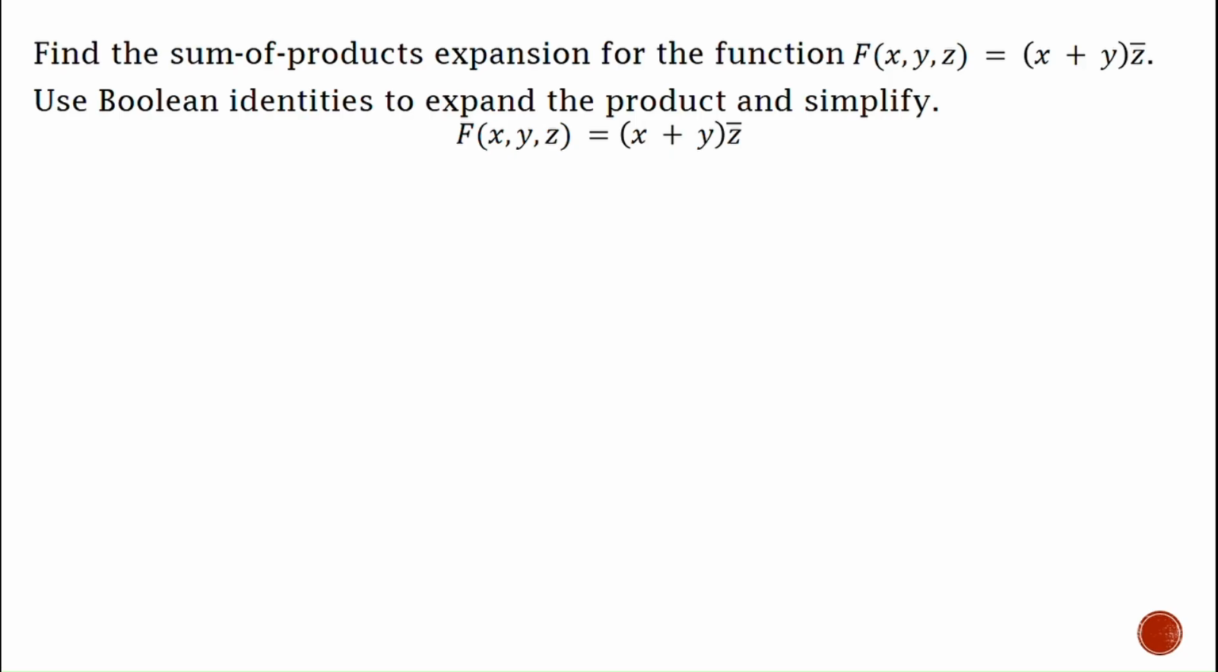Now, the sum of product expansion can be written with the help of a truth table. That is, if the truth table of the function is given, then we can write the sum of product expansion of the Boolean function from it. But if the function is given in Boolean expression form, then we can also identify the sum of product expansion by applying Boolean identities. For example, this function is equal to x z bar plus y z bar by the distributive law.